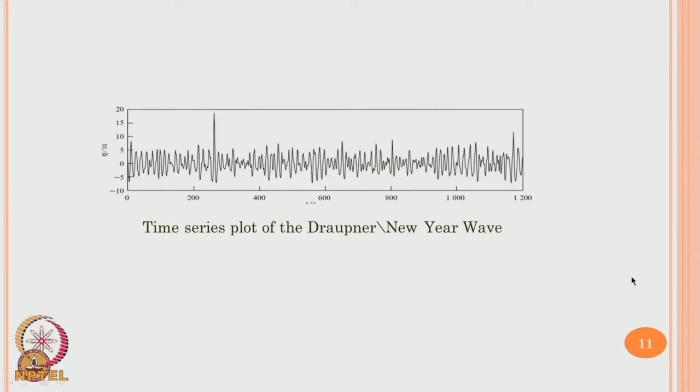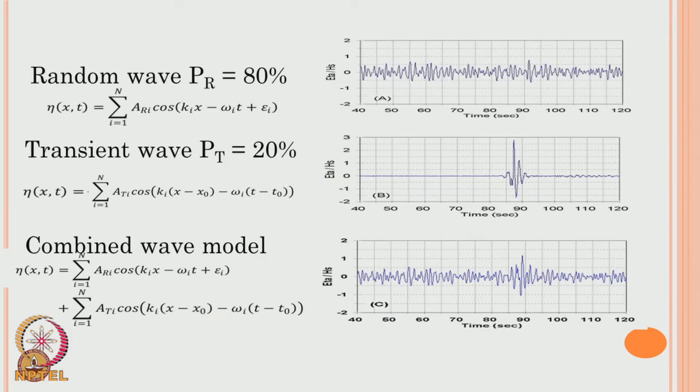So, friends, now I am showing you the time series plot of a Draupner wave occurred in the specific site location in North Sea. Since it occurred and recorded on 1st of January, it is also called as a New Year wave. So, that is a typical time history of sea surface elevation, which has got distinctly high peaks compared to that of the preceding and the succeeding waves. So, such extreme waves do occur, though maybe a random phenomenon, but they do occur in offshore site conditions.